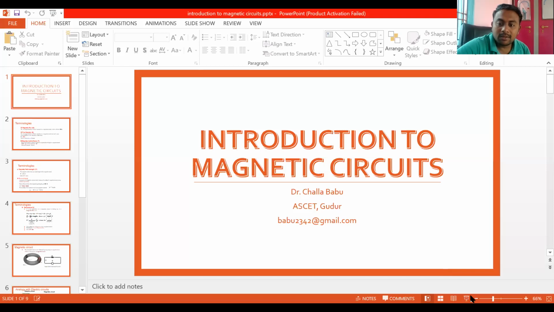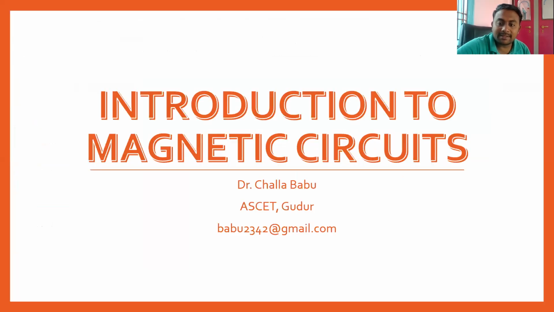In this video, I am going to explain about magnetic circuits. The name itself says that it deals with magnets. Generally we know about magnets. Magnets have two poles, north pole and south pole. Same poles will repel, and opposite poles will attract. That is for permanent magnets.